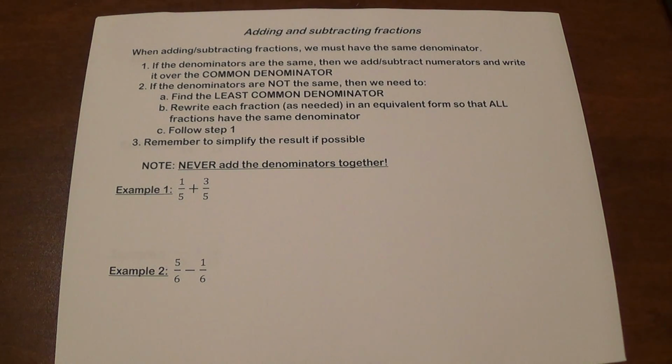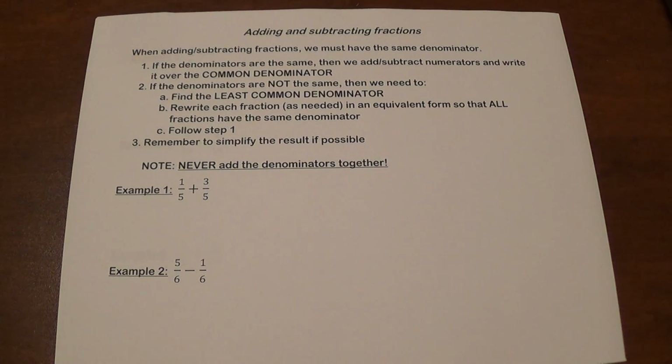If the denominators are not the same, then you will need to find the least common denominator. You will rewrite each fraction in an equivalent form so that you have the same denominator, and then you follow step 1 to add them. Remember to simplify the result, as we always do with fractions, if possible. And also, please never ever add the denominators together. This is not how it's going to work.